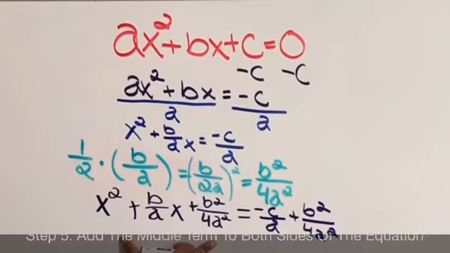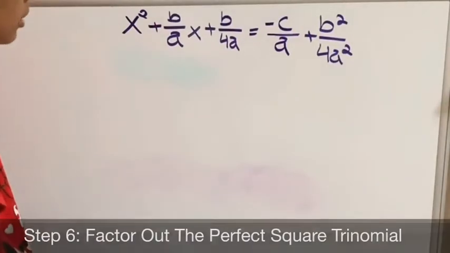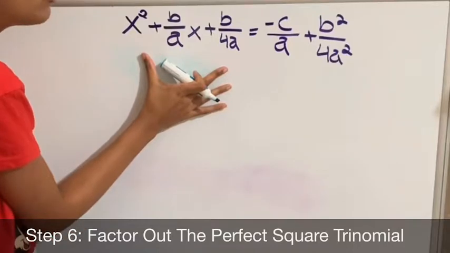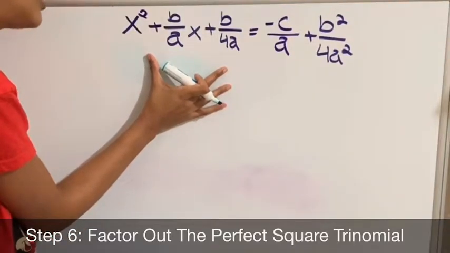So in our next step, we're going to factor this out. I just rewrote the equation we just found with our perfect square trinomial, so we have room for the next step, which is to factor.